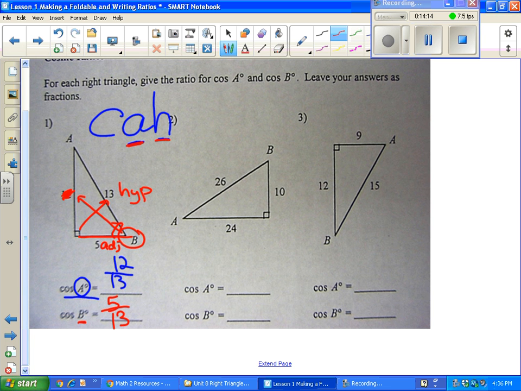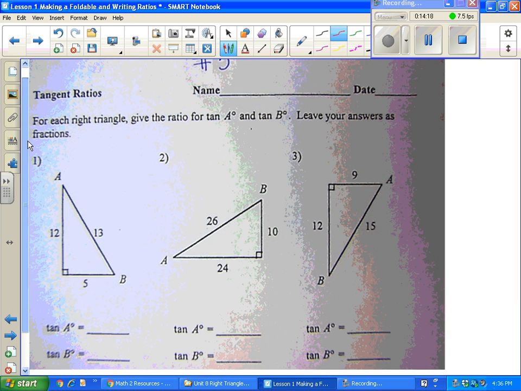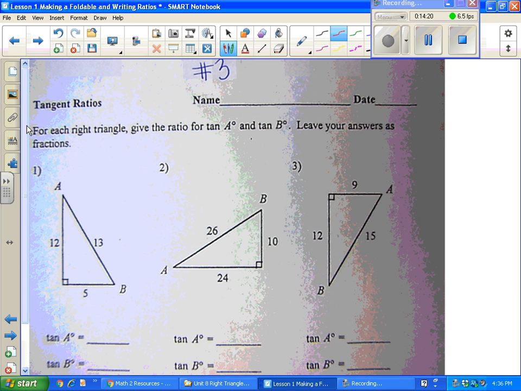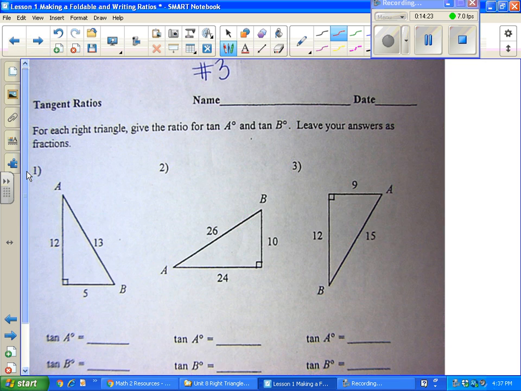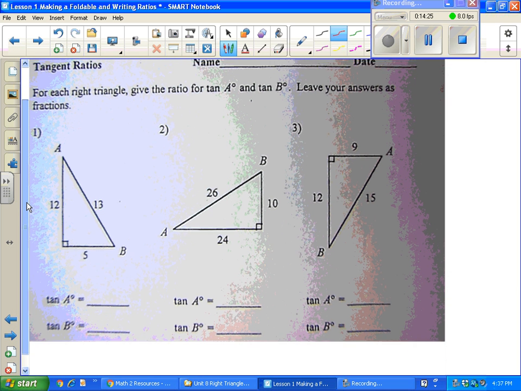You can go online and check the solutions to see if you were doing them right. Tangent ratios, and I think I did give points for this in class, so you need to make sure that if you're absent and you do not have a grade, that you turn this in.